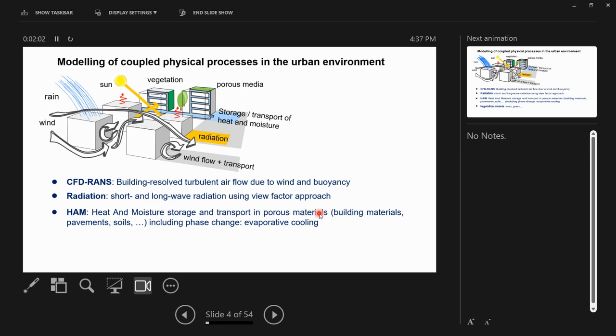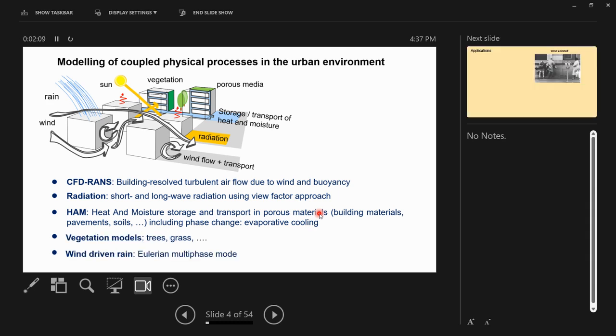And why is this interesting? Because this, of course, leads to evaporative cooling. There are vegetation models for trees and grass, and what is also maybe particular is that you can model wind-driven rain. So you can have a rain effect and see where you have deposition of rain, which can be, again, interesting for evaporative cooling effects, also flooding. You can look where you have most of the rain deposition. And you can also look, and I will show this to you, at durability of building facades.